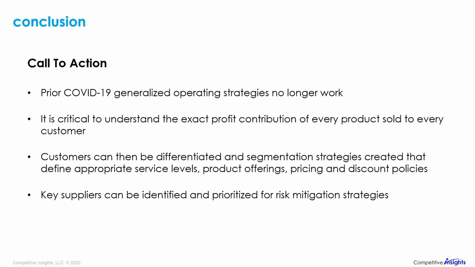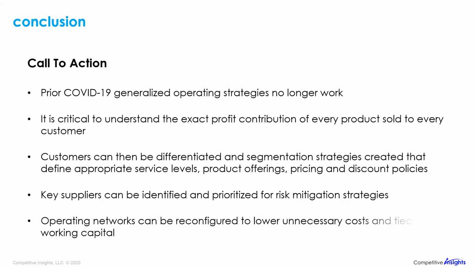And operating networks can be reconfigured to take out unnecessary costs, such as I'm treating all customers with the same level of service. Now that I see how important these are versus other customers, I change service levels in a smart way based on their financial contributions. Or maybe working capital, reducing inventory that is not necessary, or being able to focus on things that are allowing you to use that money in smarter ways.